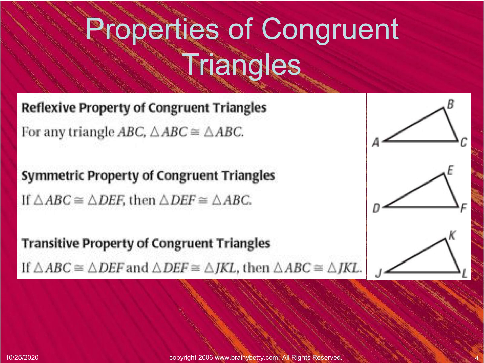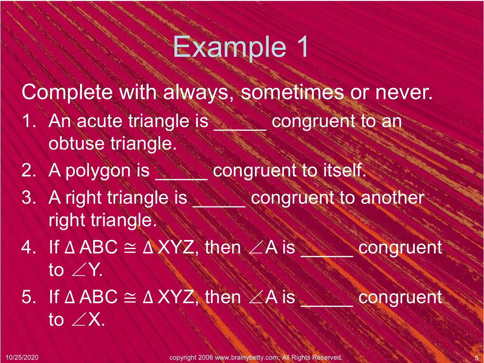You guys have seen these properties before with lines and points. They're the same ones, and just instead of naming with one letter or two, we have three because we're naming a triangle. Okay, so we have to complete with always, sometimes, or never. An acute triangle is blank congruent to an obtuse triangle. Correct. Never.